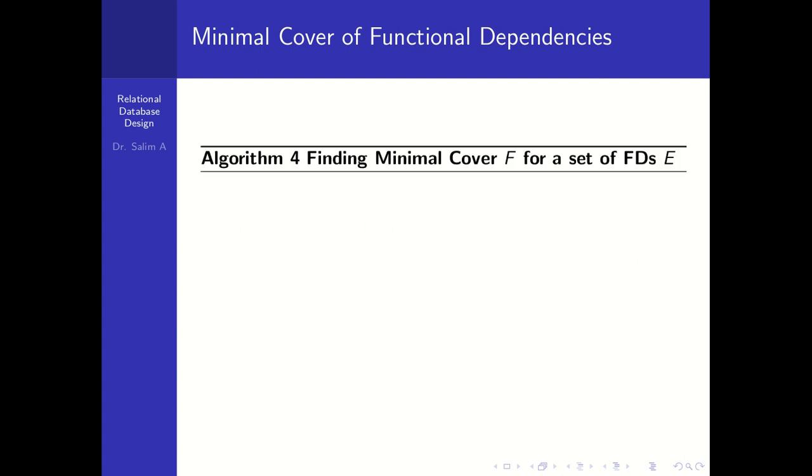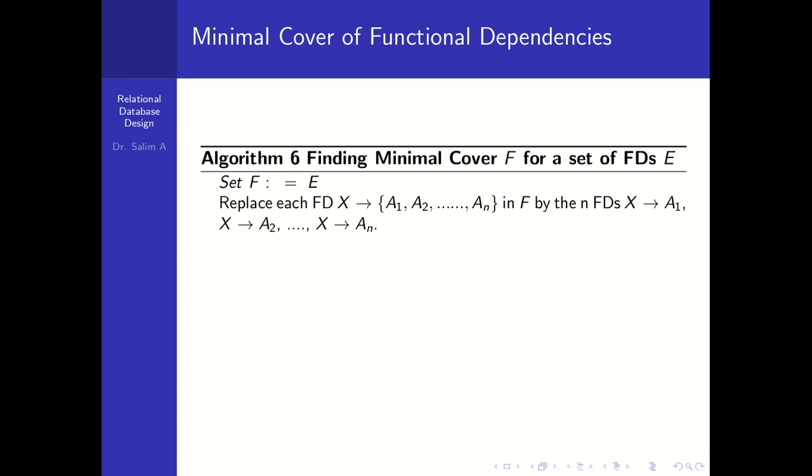There is an algorithm for finding the minimal cover F for a set of functional dependencies E. That is, E is given, you have to identify F. Initially, F is E itself. That is, given a set of functional dependencies, the minimal cover starts as the given set itself. Replace X determines A1, A2, ..., AN in F by X determines A1, X determines A2, and so on. That is, apply the decomposition rule.